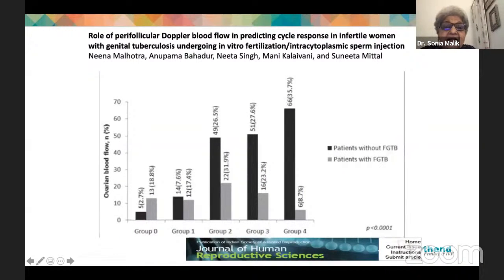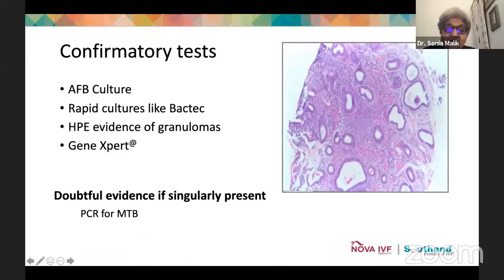So regarding the perifollicular Doppler or regarding the blood flow variation, this was a study which was published from All India Institute, Tina Malhotra and team, and they found that basically the blood flow in these patients is definitely disturbed. And you find that in this study, they found that in many of these patients, there was definitely a distortion of the blood flow or absent blood flow also in the endometrium.